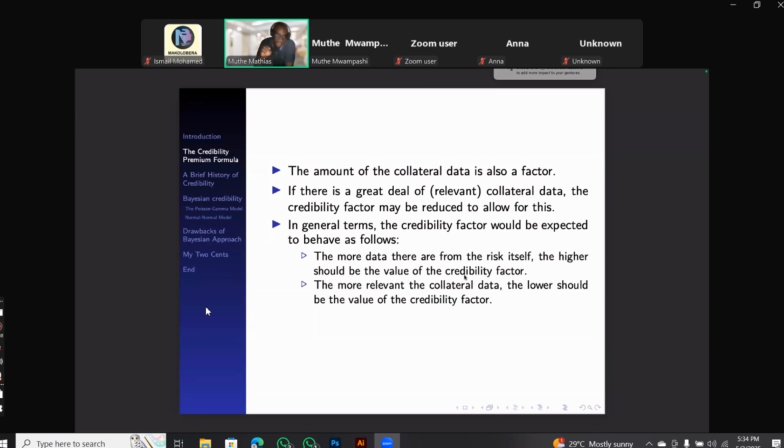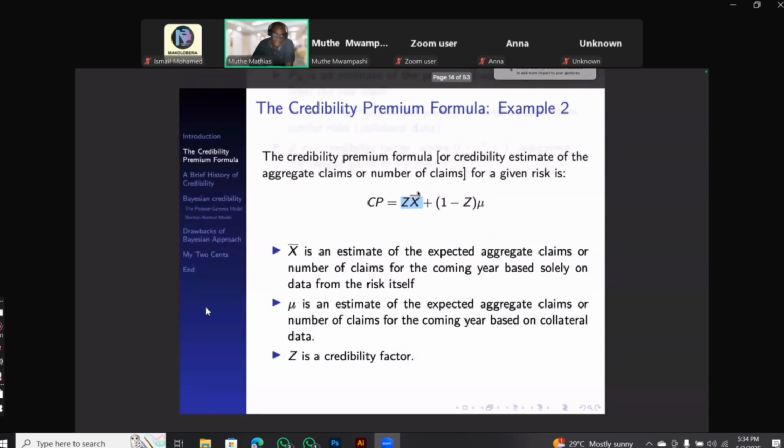Why? Because if I go back here, if I have a lot of data from the risk itself, right? The more data you have, the more trust we can place in this part here, right? So Z should be higher. You understand, the more data you have, the more information you can extract from that data. So we say the larger the data you have from the risk itself, the higher should be the credibility factor.